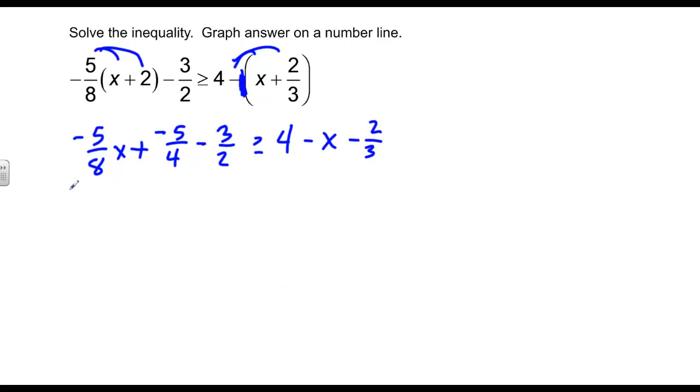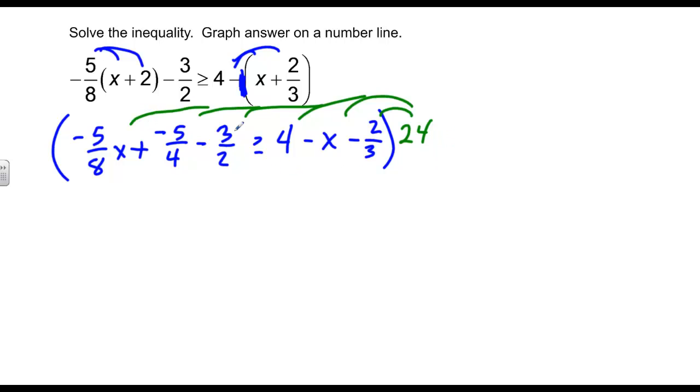So now I look at this and I say, wow, I've got an 8, a 4, a 2, and a 3 in my denominators, and I'm going to need to clear all those. So I need to find a number that all those numbers go into. And the only thing I can think of on the small side is 24. So I'm going to multiply every single term on both sides of the equation by 24. And since it's a positive, I don't need to reverse the inequality sign.